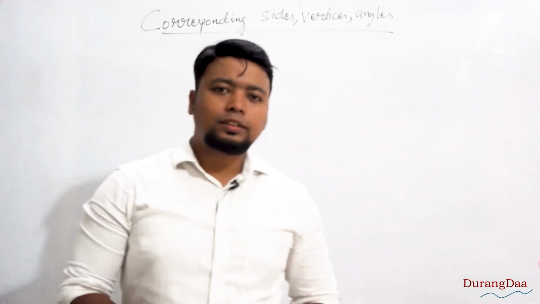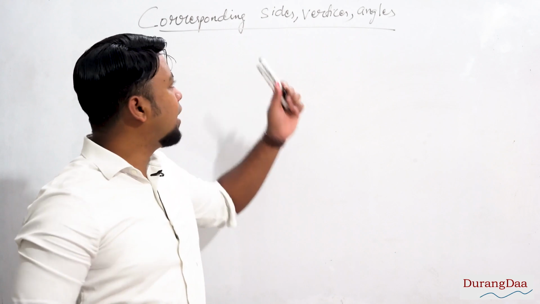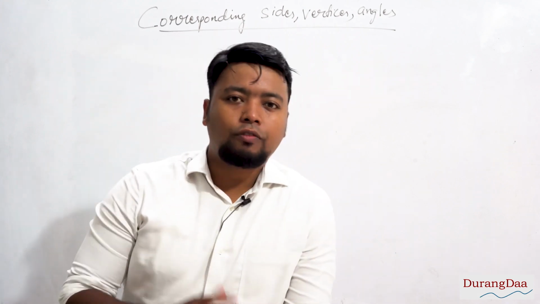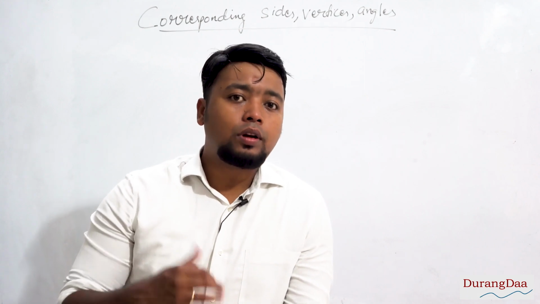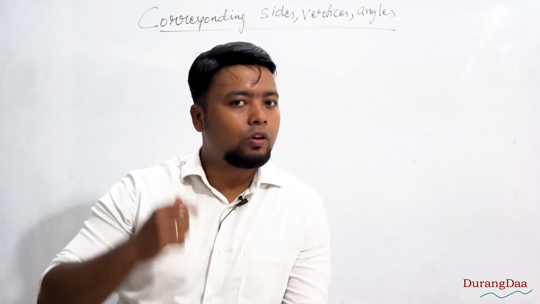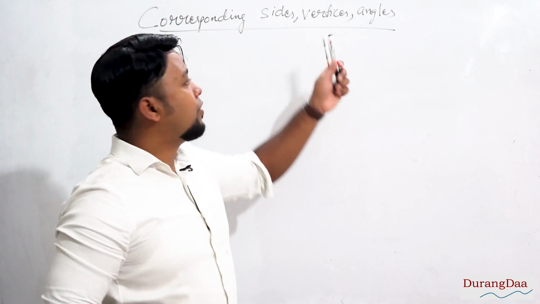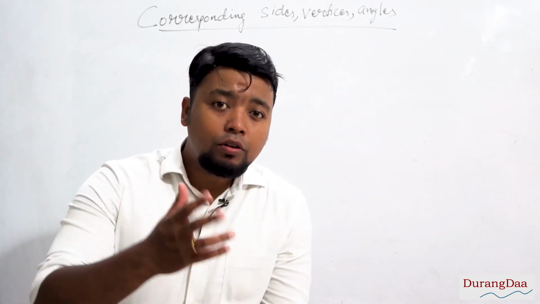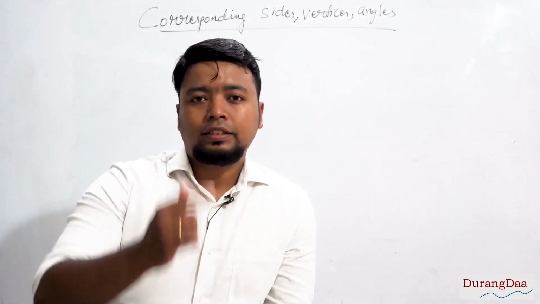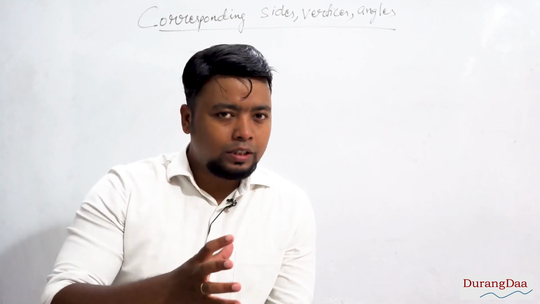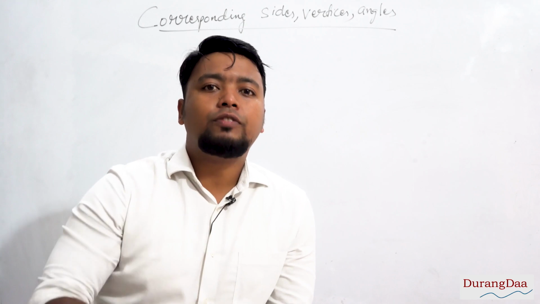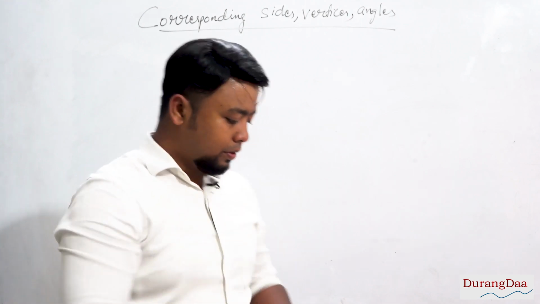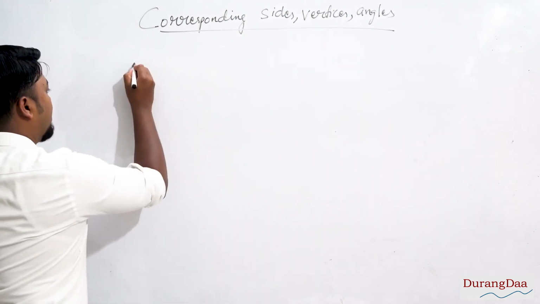We are going to start this session with the topic corresponding sides, vertices and angles of figures. Since you have studied in Standard 9th about congruency of triangles, there you came across the term congruent sides, vertices and angles, but still to many of you this topic is a little confusing. So I'll explain it once, then we'll try to understand the meaning of similar triangles, the meaning of similarity.